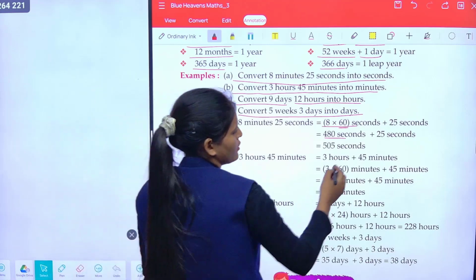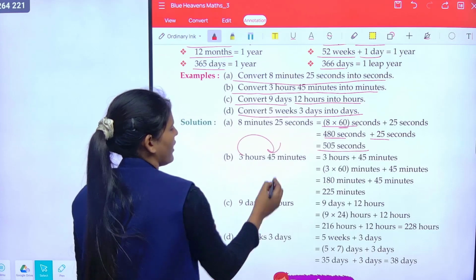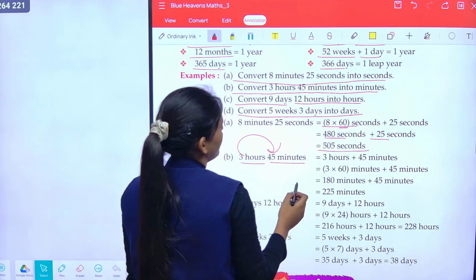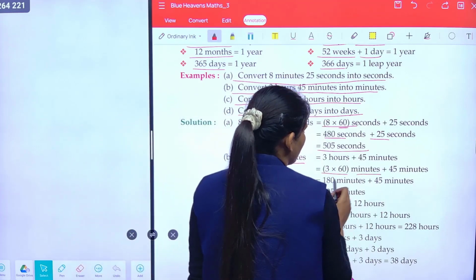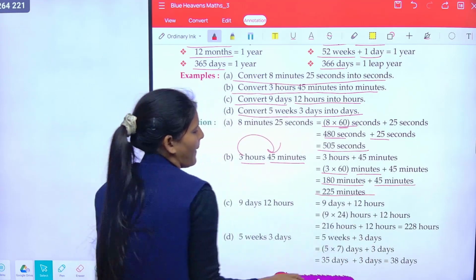480 seconds plus 20 is 505 seconds. Now, 3 hours 45 minutes into minutes. 3 hours multiplied by 60 will become 180 minutes. 180 plus 45 minutes is 225 minutes.